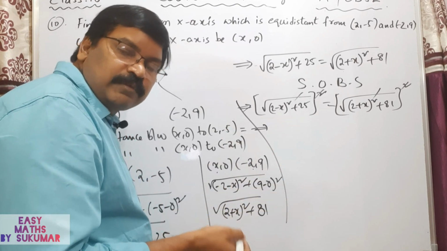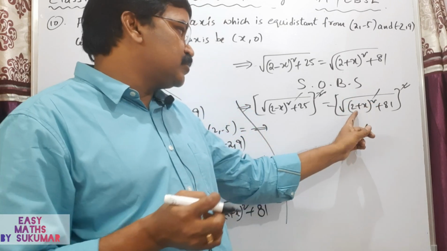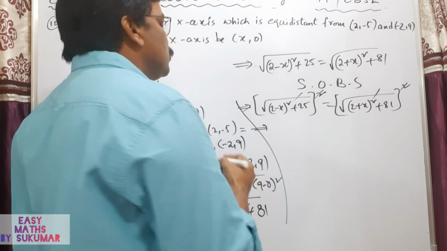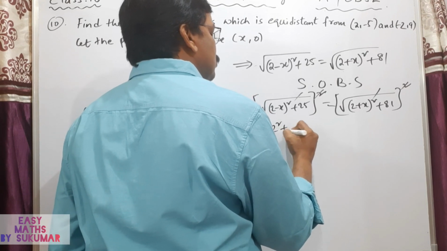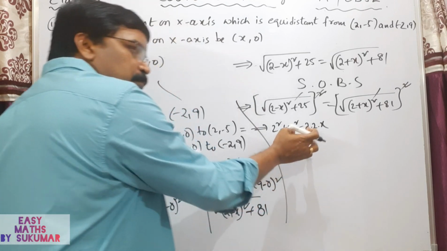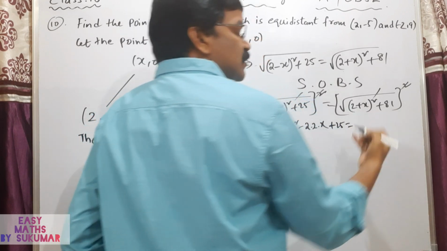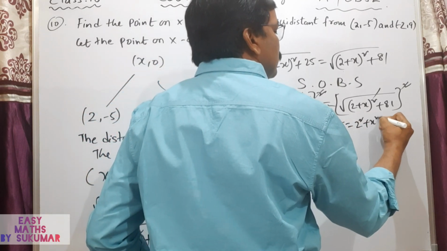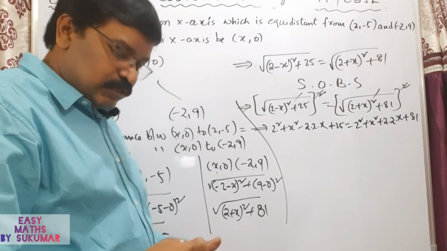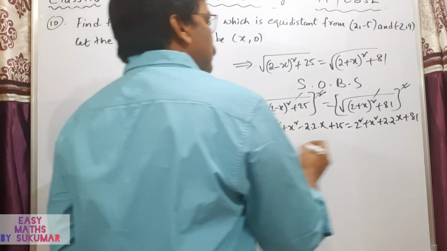You know the (a minus b) whole square. What is (a minus b) whole square, students? a square plus b square minus 2ab. Here this is in the form of (a plus b) whole square, that means a square plus b square plus 2ab. So this implies 2 square plus x square minus 2 into x, plus 25. So this is equal to, again using (a plus b) whole square, 2 square plus x square plus 2 into x plus 81.